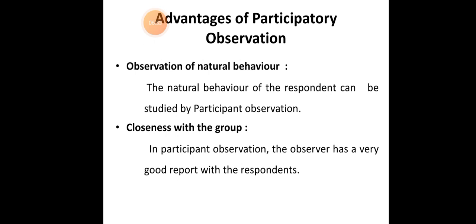Second one is closeness with the group. In participant observation, the observer has a very good rapport with the respondents. So here he has a very close primary relationship with the group members. Because of this, he can participate in all the activities from a close angle and thus can better interpret the situation than a non-participant observer.